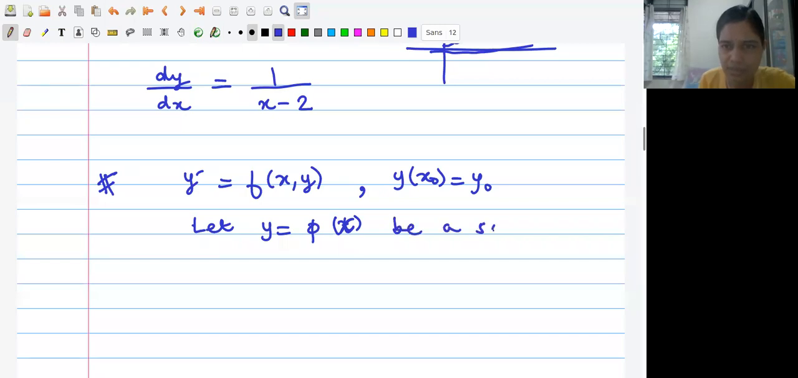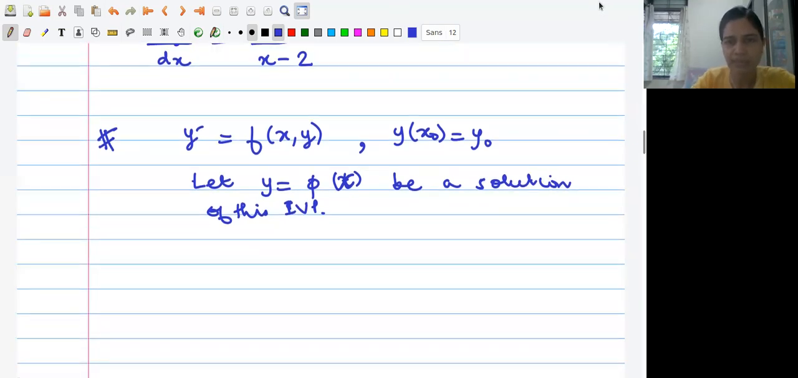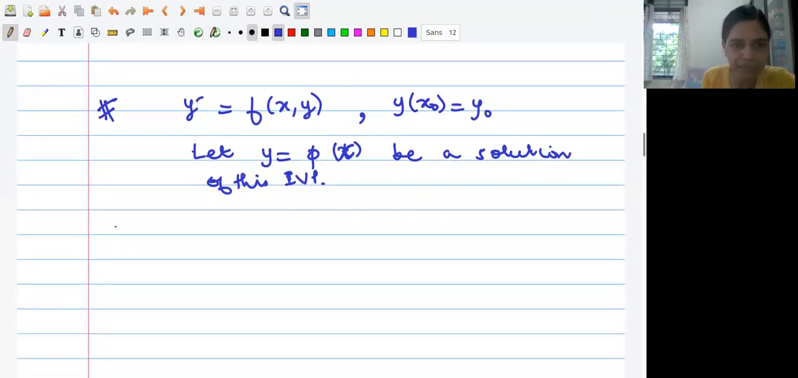Be a solution of this initial value problem, right? So what is it that we discussed in class? We discussed the following: if x naught and y naught are both 0, then there is a method of successive approximation.